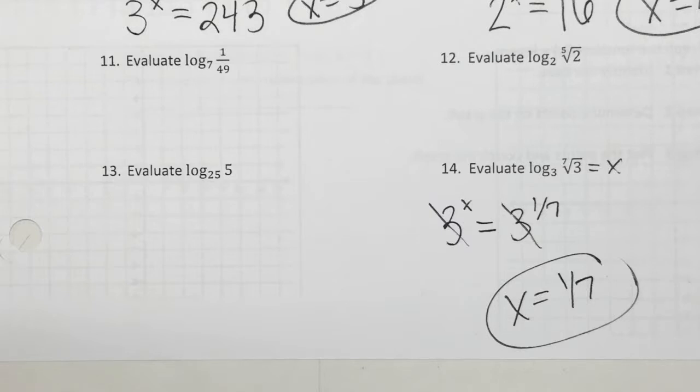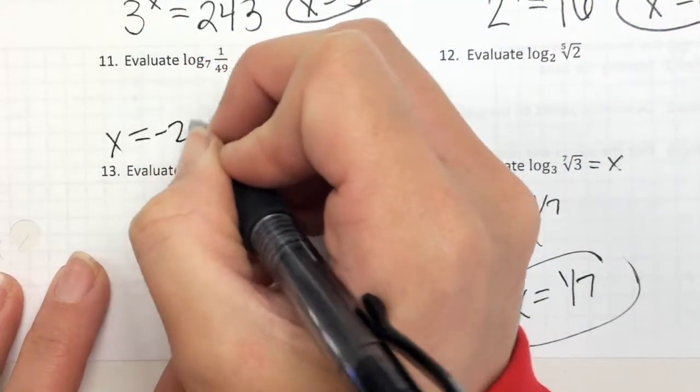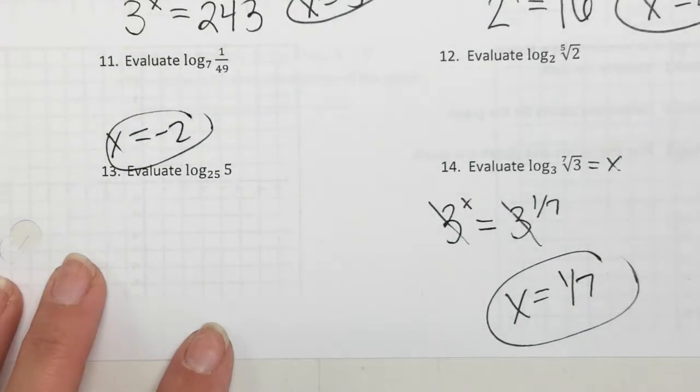We're about to go with that. We'll go up together. Anybody have number 11? -2. Very good. Do I need to go over in depth how we got that?